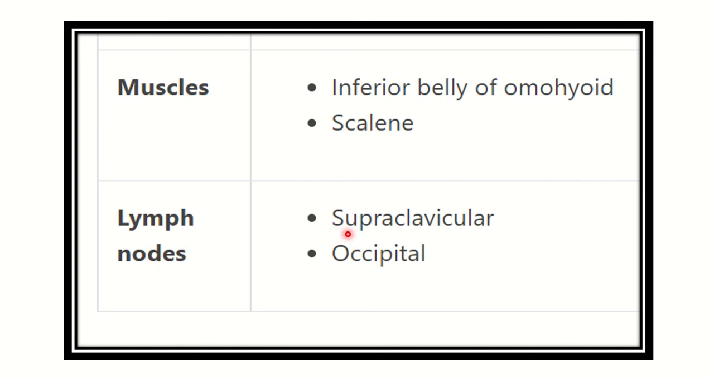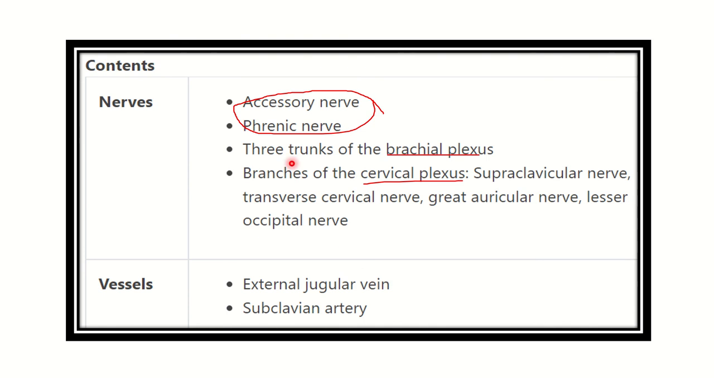One of them is supraclavicular and occipital. So they are the content of the posterior triangle. In short, again, the nervous component is very important. One is the accessory, another one is the phrenic nerve. Accessory is the 11th cranial nerve, and the phrenic nerve arises from the cervical area.